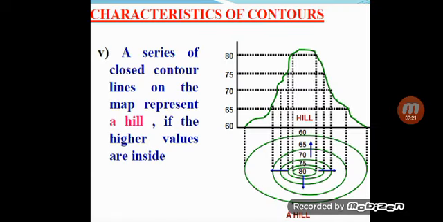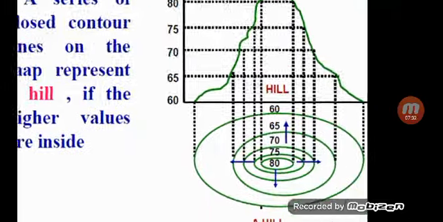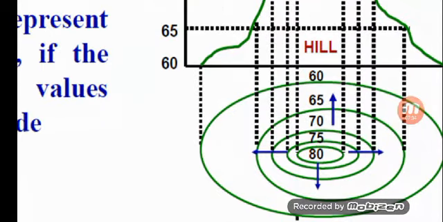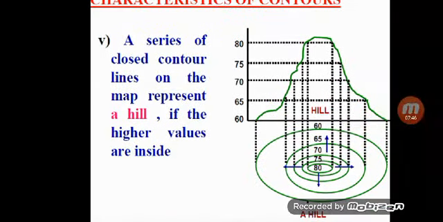Next characteristic is a series of closed contour lines on the map represent a hill if the higher values are inside. So you can see this 80 is inside the contour and 60 is outside. So this higher value is inside and 60 is outside. So this represents a hill.